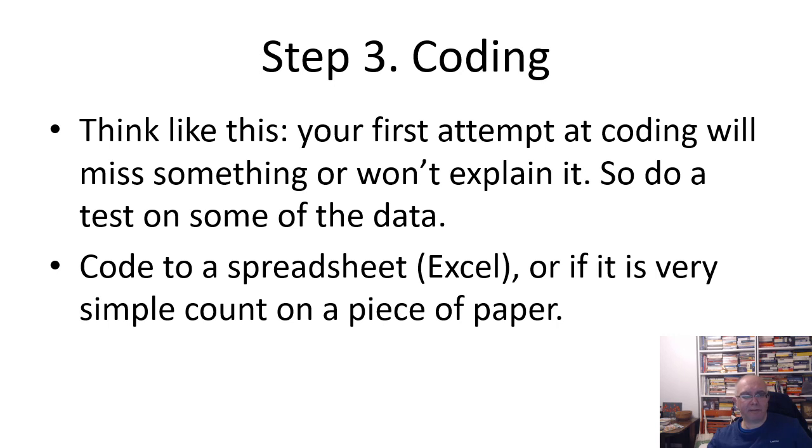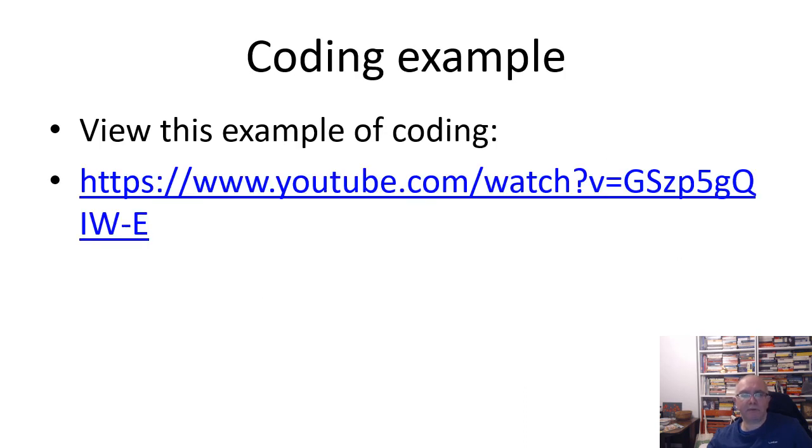Step 3, coding. So remember, your first attempt at coding will probably miss something, won't explain it. So do a test on a small amount of data and see what works and what doesn't work. You can code to a spreadsheet, or if it's a very small amount of data, just simply code on a piece of paper where you put numbers against a line. Now, here's this example of coding. We're not going to watch it here and now. It's about 5 minutes, but it's a very good example. And you'll see it pretty much from beginning to end, the coding mechanism.